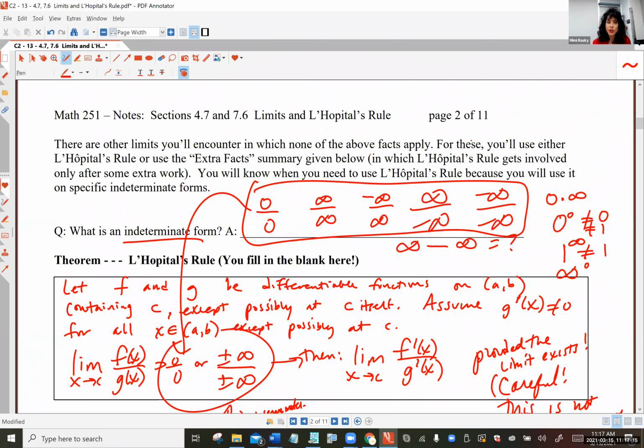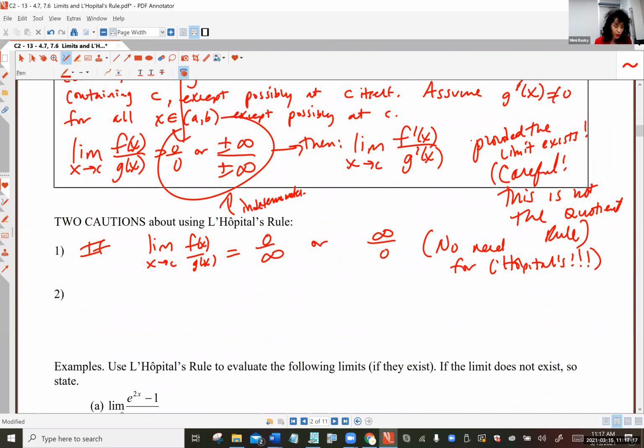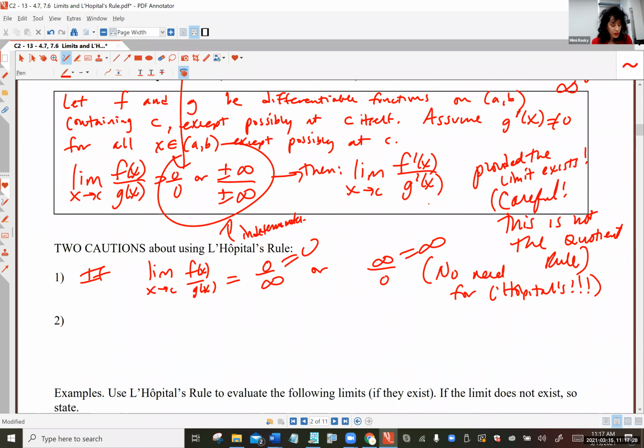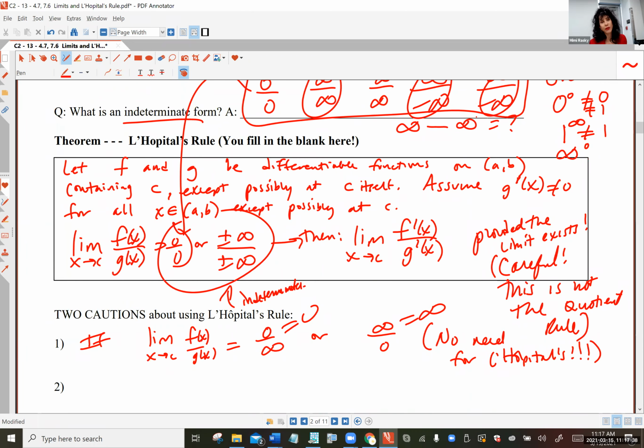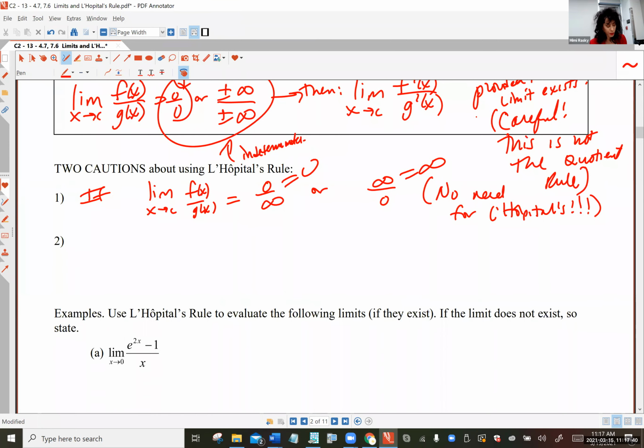So do not use L'Hopital's when it's not applicable. If you do that, I will take away all your credit, even if you got lucky and get the right answer, because that means you don't understand L'Hopital's. L'Hopital's is specifically allowed to be used if you get 0 over 0 or any of these plus or minus infinity type quotients. But if you get a mixture of a 0 and an infinity, don't bother.